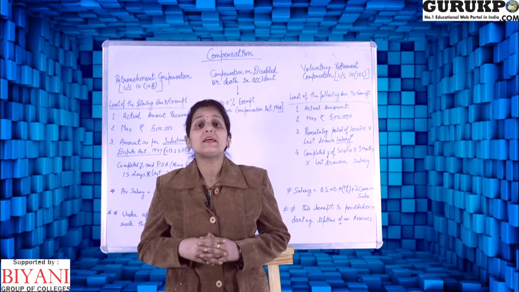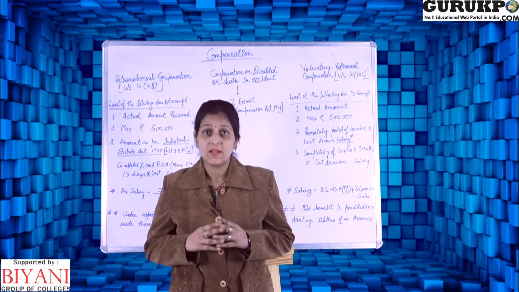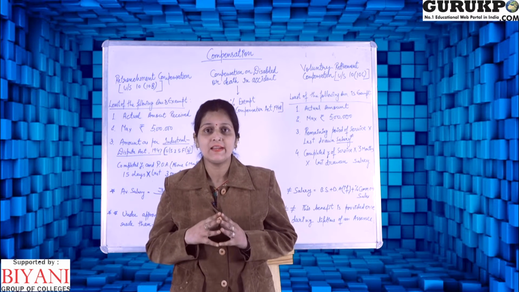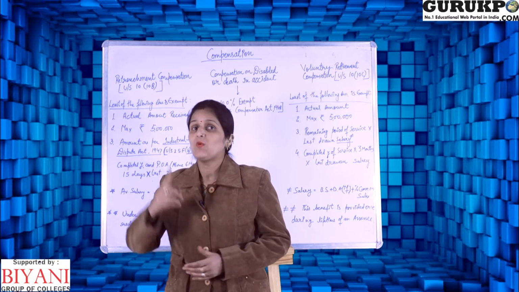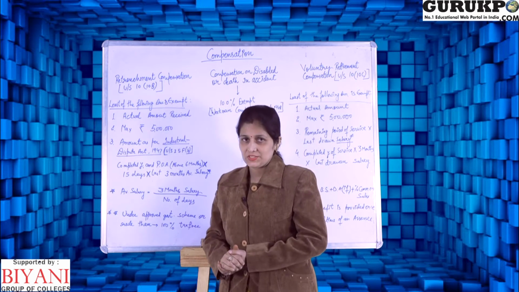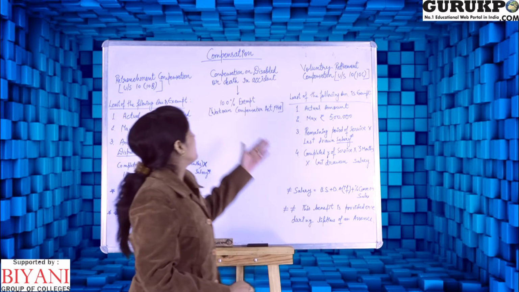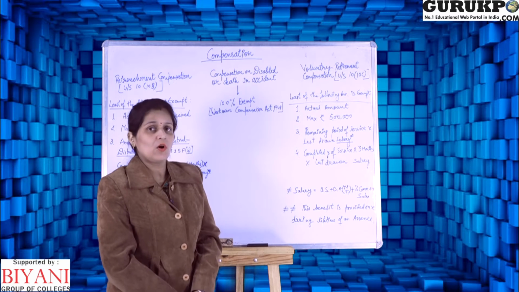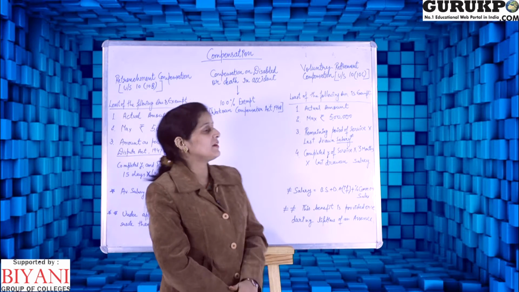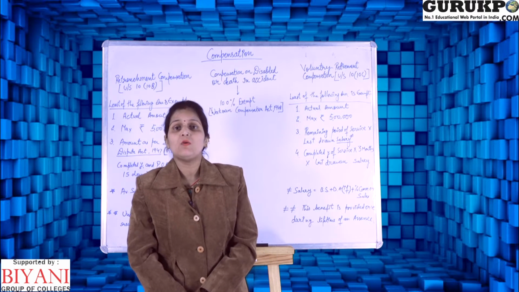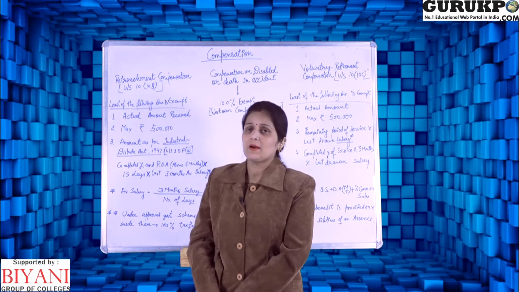But under the Income Tax Act 1961, and especially under the salary head, compensation is categorized under three categories. First is retrenchment compensation, second is compensation on disability or death in accident of the employee, and third is voluntary retirement compensation. Now the first is retrenchment compensation.